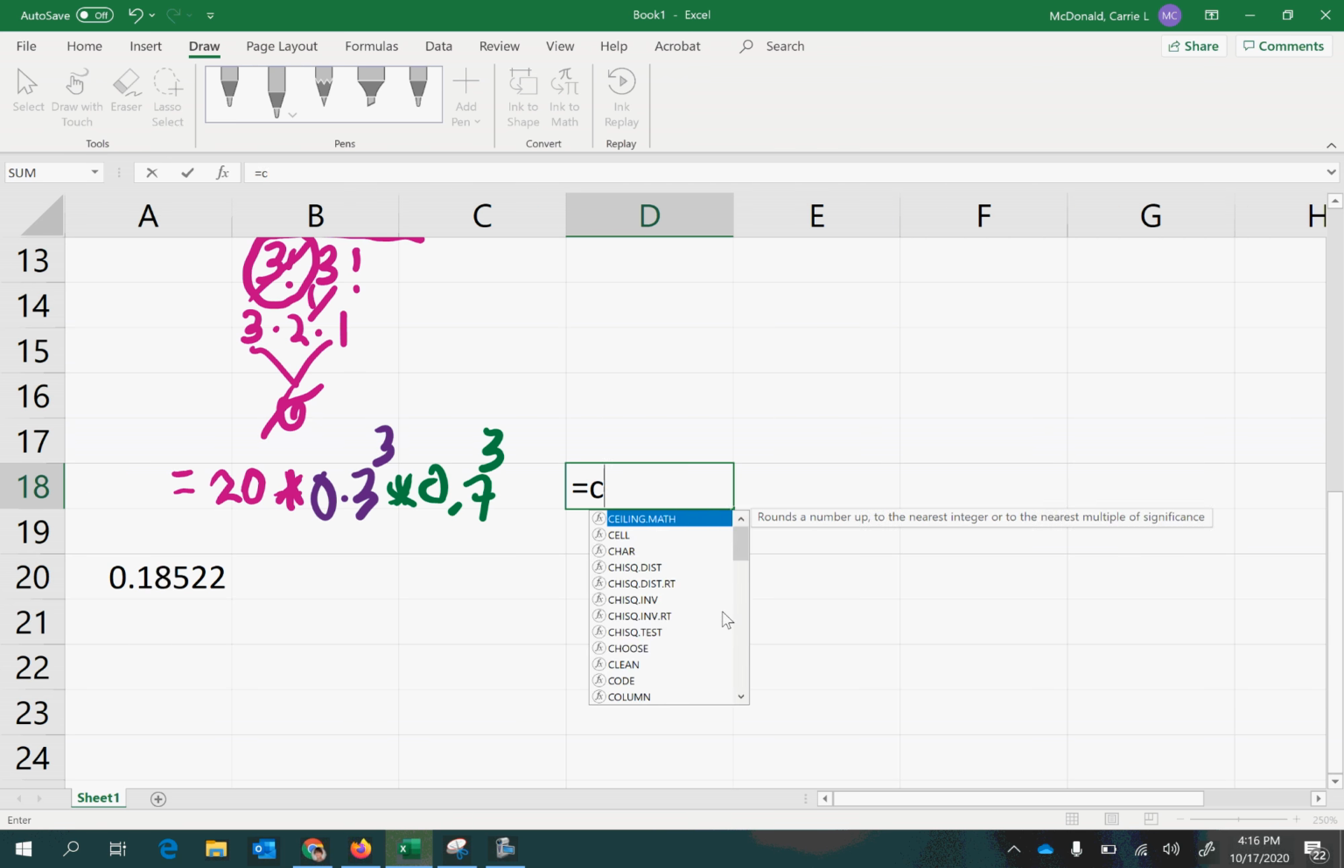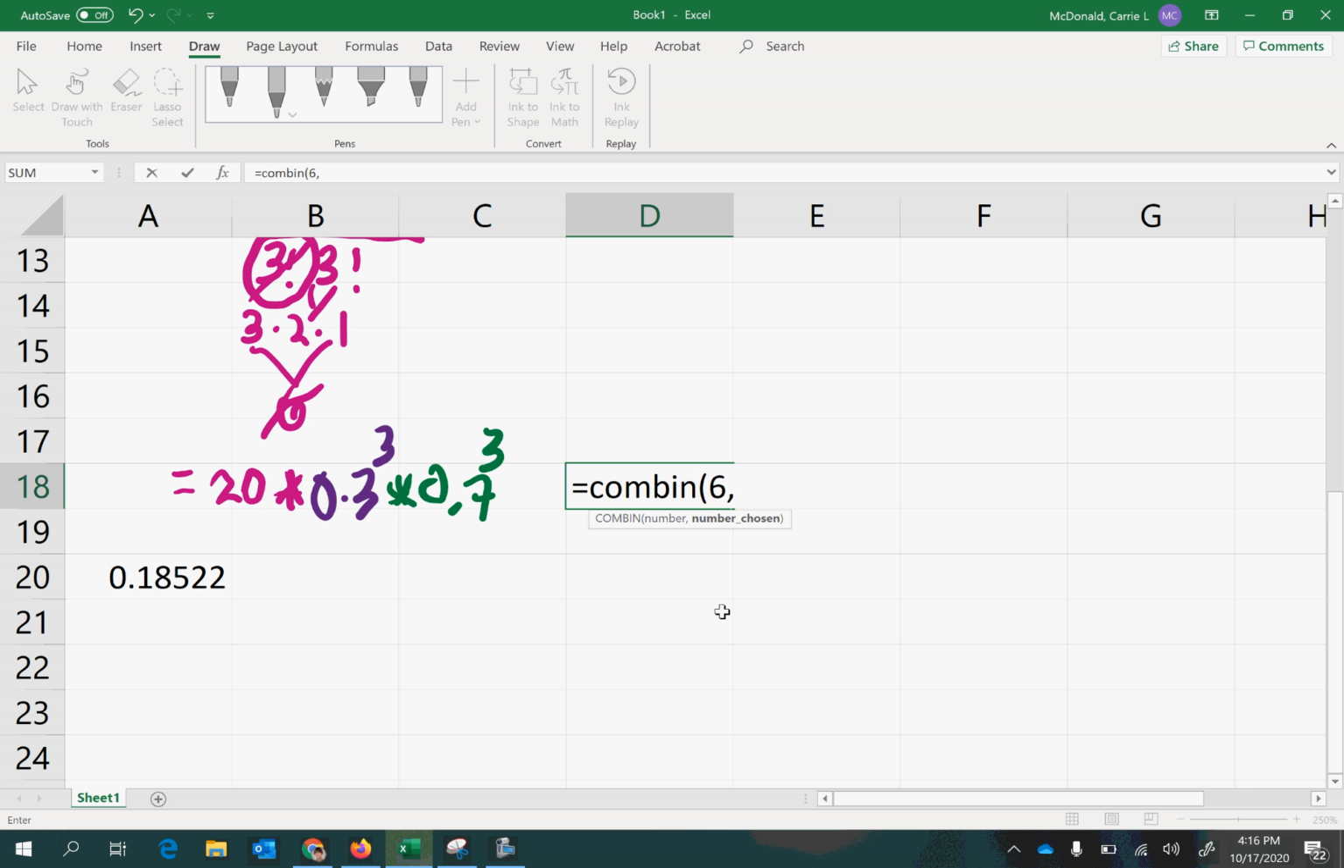So let's use combin, the number of trials, comma, how many we're choosing to be successes. So that would be 3 here. And you can see I get that 20 that way as well.